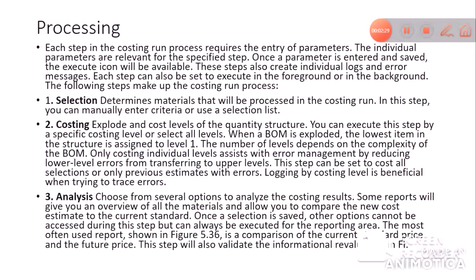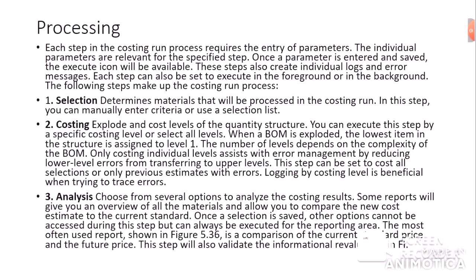The following steps make up the costing run process. Selection determines the materials that will be processed in the costing run. In this step, you can manually enter criteria or use a selection list. Costing explodes and costs levels of the quantity structure. You can execute this step by a specific costing level or select all levels. When a BOM is exploded, the lowest item in the structure is assigned to.